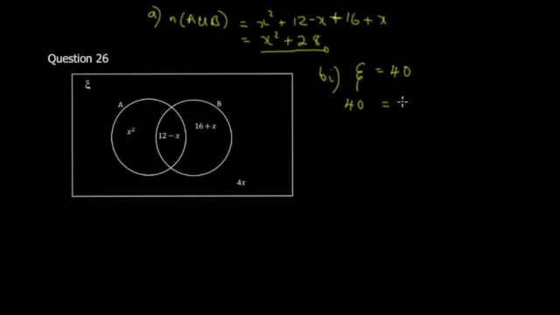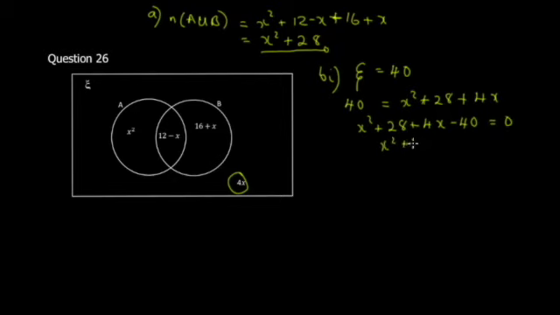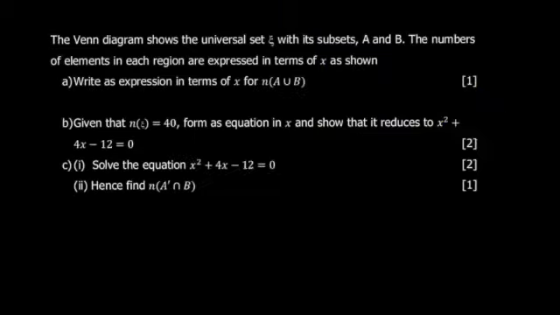It's also equal to x squared plus 28 here. This part, plus these ones, they combine A and B. But we also have this one here, this 4x, so we also have to add it. Okay. So you put everything to one side, you get x squared plus 28 plus 4x minus 40 equal to 0. Then you get x squared plus 4x minus 12 equal to 0. So which is shown. Okay, this is the equation that you required.